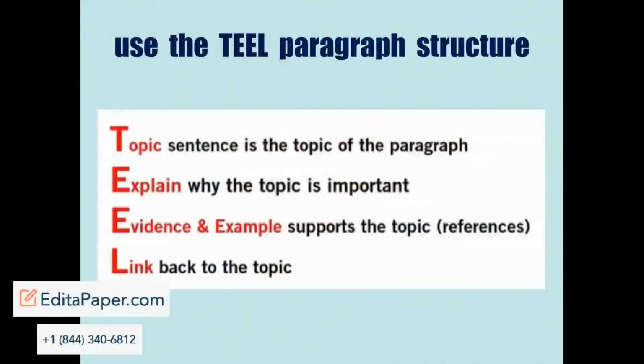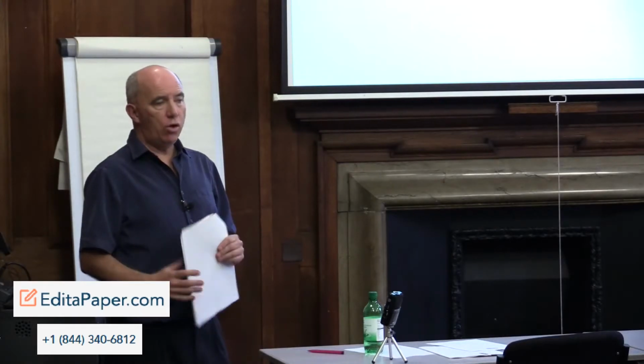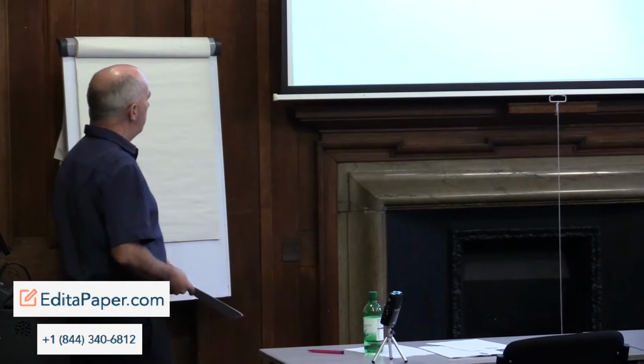They talked about the Teal system. So the T is the topic sentence. The topic sentence tells the reader what the paragraph's about. And normally, the topic sentence is the first sentence in the paragraph. Not always, but most of the time.